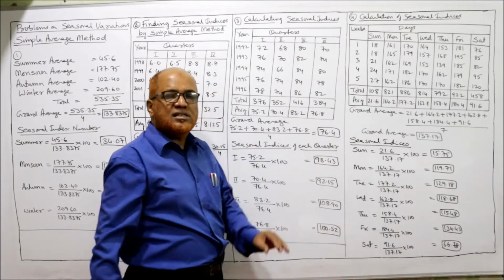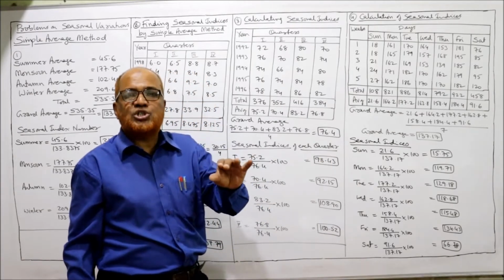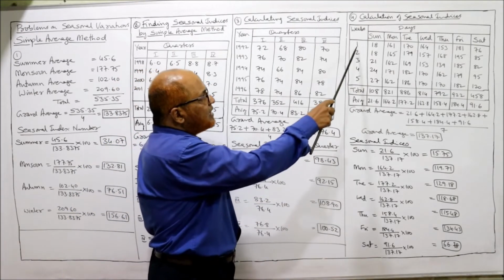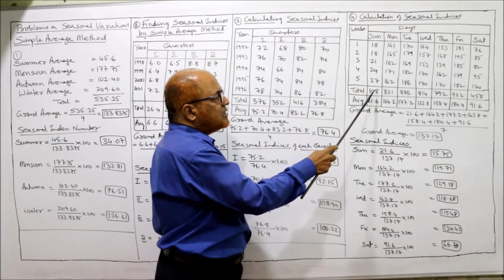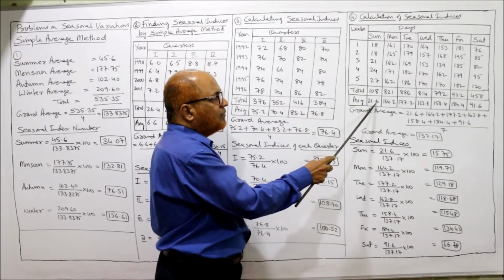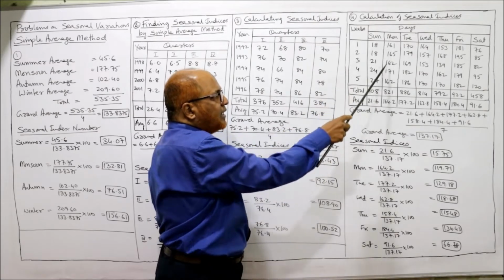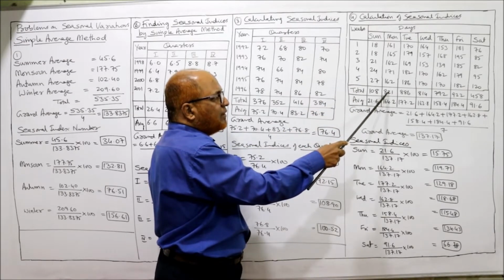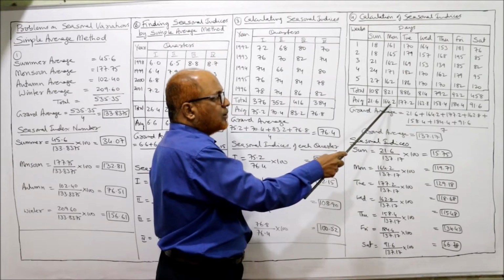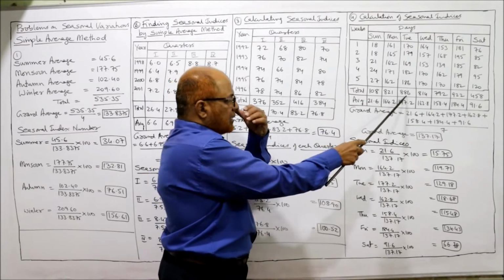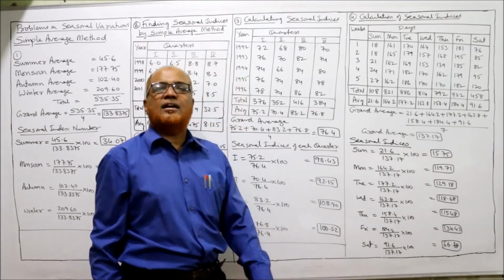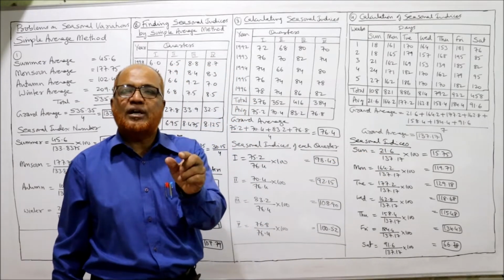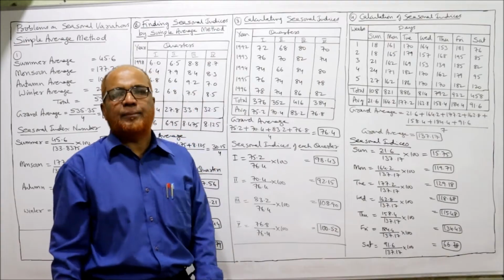So 108 is the total number of letters posted. For how many weeks here? 5 weeks are there. This 108 divided by 5, you will get 21.6. This Monday total 821 divided by 5, you will get 164.2. The total Tuesday 886 divided by 5, 177. Like this, we have calculated the average number of letters posted on each of the weekday.